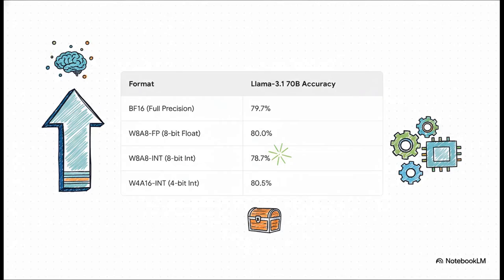Okay, get ready for this because the data is pretty mind-blowing. On a standard coding test, the full precision model got about 80% accuracy. Makes sense. But look at the smaller versions. The 8-bit model is basically identical. The other 8-bit version is just a smidge behind. And then, this is the crazy part, the tiny 4-bit version is actually more accurate.